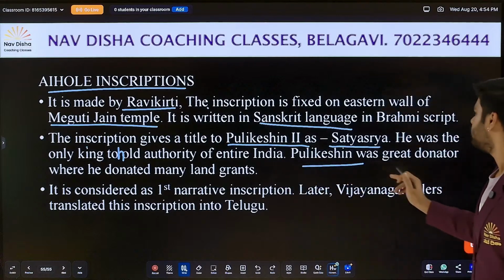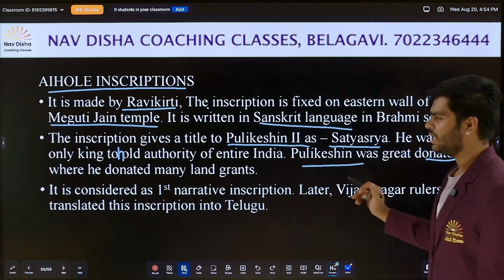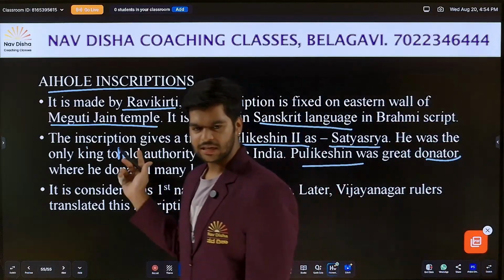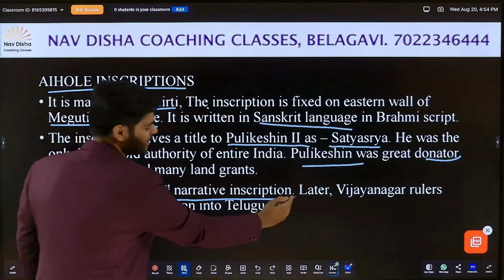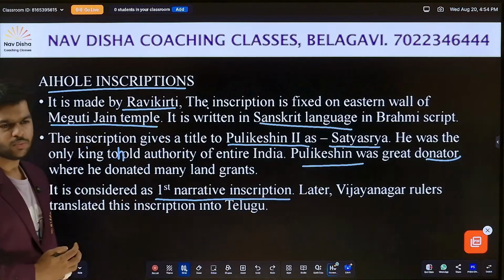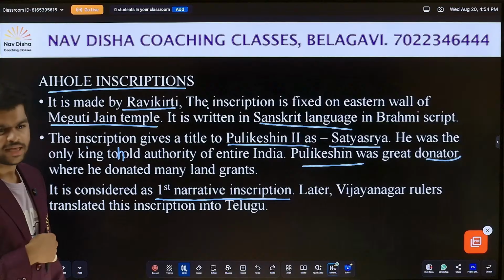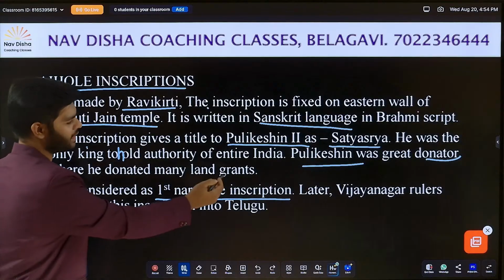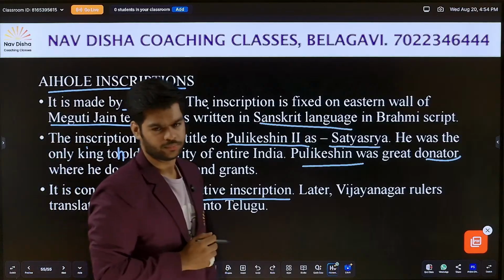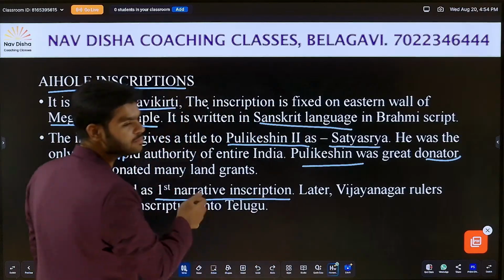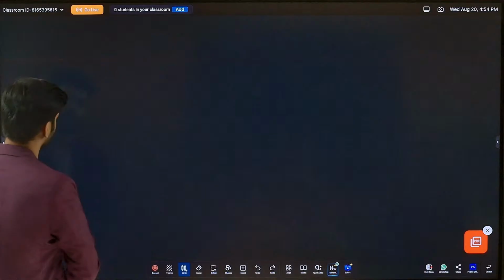Understood? Pulikeshin was a great donator who donated many land grants. It is written in the inscription. It is considered the first narrative inscription. Narrative means what? Two people are talking like that. Later Vijayanagar rulers translated this inscription to Telugu. Vijayanagar comes in medieval history.